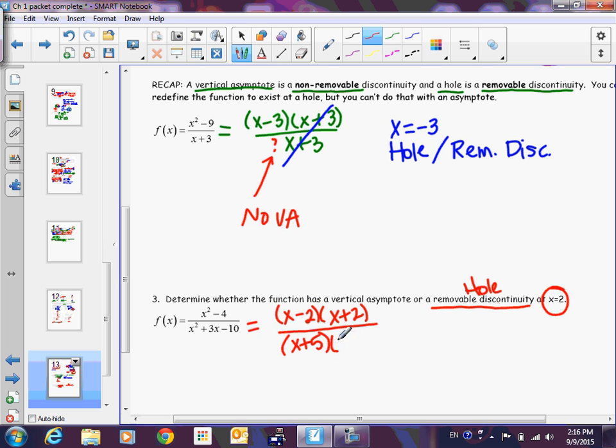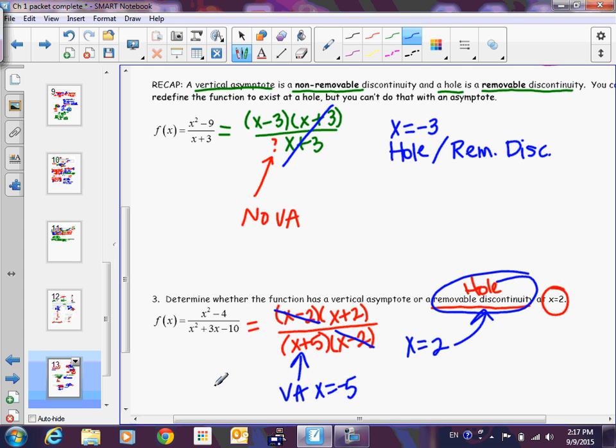So x plus 5, x minus 2. So since x minus 2 cancels, then what's happening at x equals 2? A hole, or a removable discontinuity. Just for fun, what's the vertical asymptote? Yep, x equals -5.